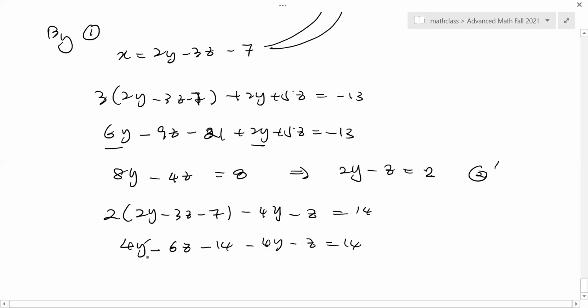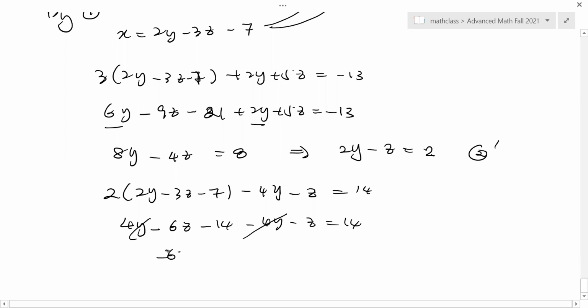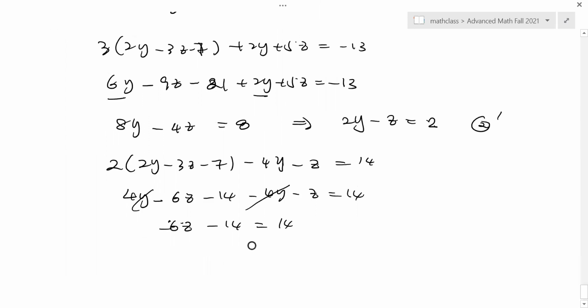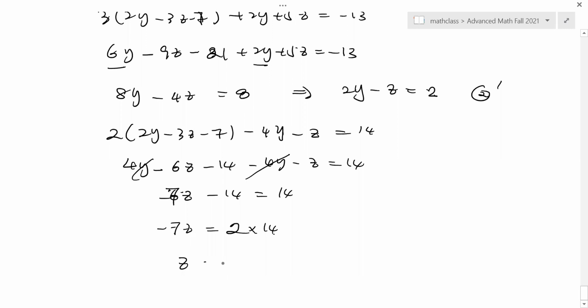Okay, so y is gone. I'm surprised. And z, negative 6z minus 14 equals 14. Now here's another z there. So minus 7z. So I think z is negative 4, right?